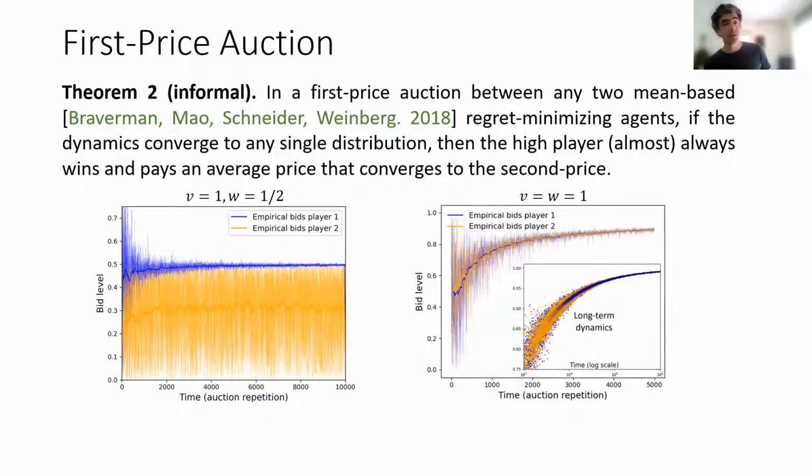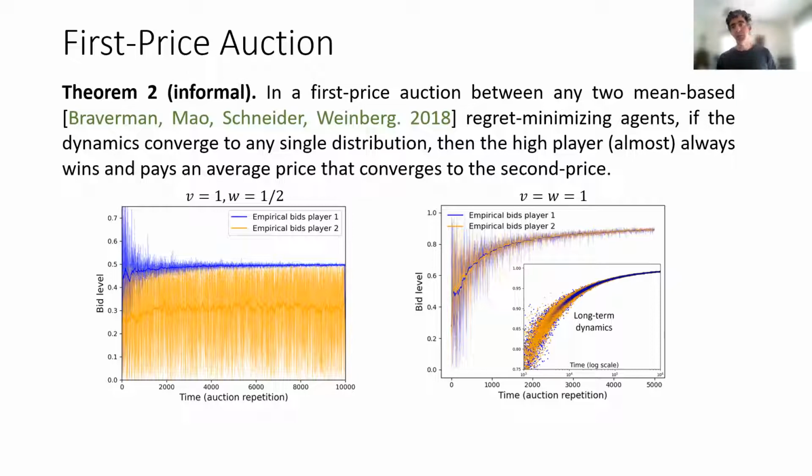And indeed, we see this in simulations. On the left, we have a simulation like the one that we saw before with two agents, one with a value of 1, the other one with a value of 1/2. We see the bids over time, and we see that indeed the high agent always wins, except for a small number of auctions in the beginning. And his bids converge to the second price of 1/2.